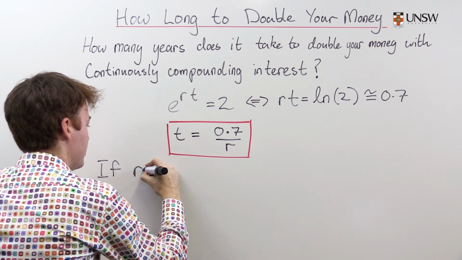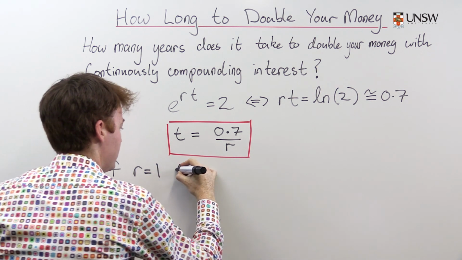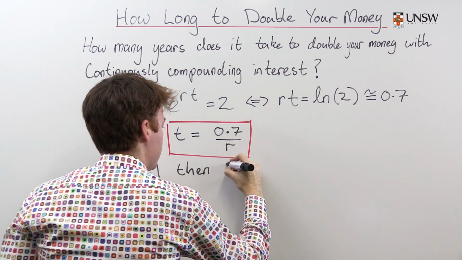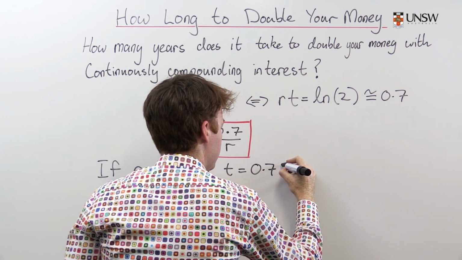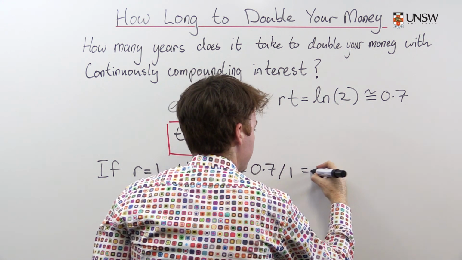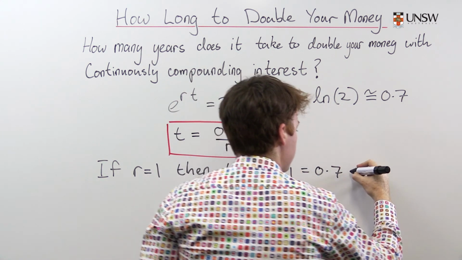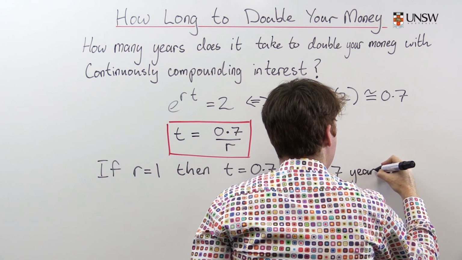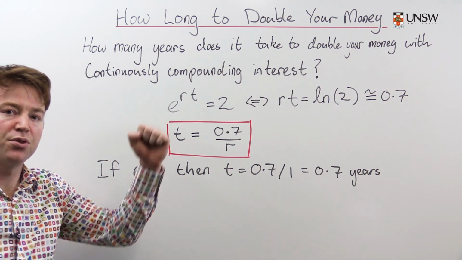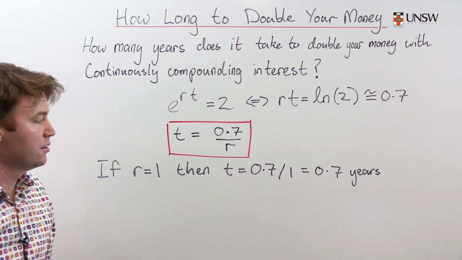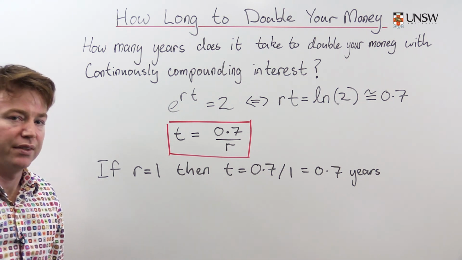If R equals 1, then t is equal to 0.7 divided by 1, which is 0.7 years. So this exponential function is going to reach 2 at time equals 0.7.